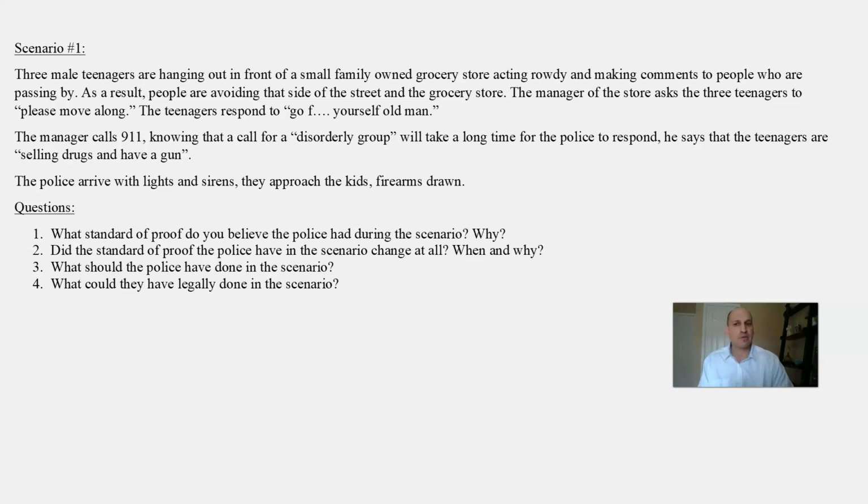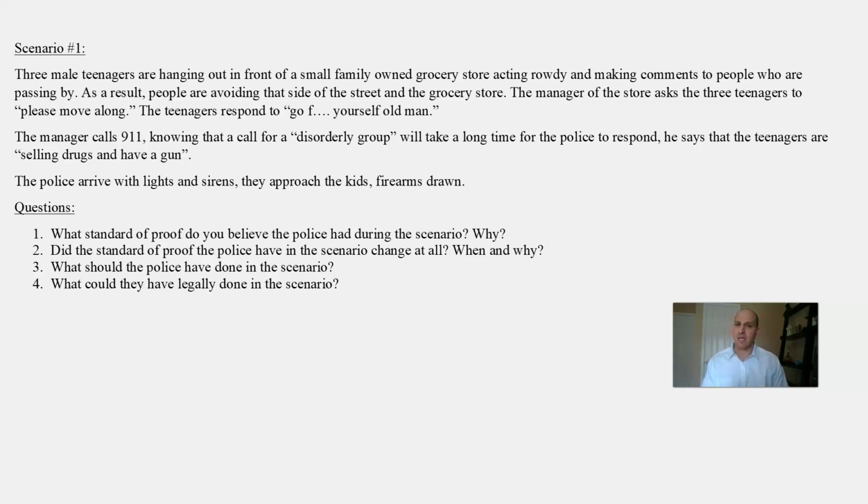All right, so my first question is, what standard of proof do you believe the police had during the scenario and why? I would say that it is reasonable that this is true. Why is it reasonable? It's reasonable because you have a victim or a complainant. The person identified themselves over the phone, and they gave pretty detailed information. Is it probably true? Well, we're not there yet, but it's reasonably true that they're selling drugs and they have a gun. It doesn't have to be correct. Remember, reasonable is less than probable. It just needs to be reasonable.